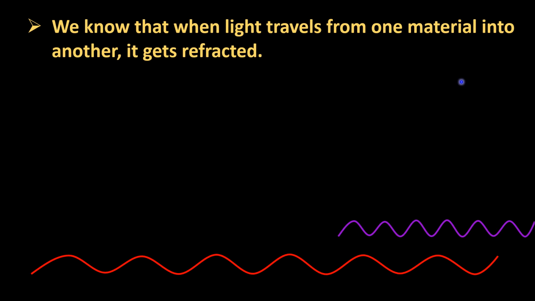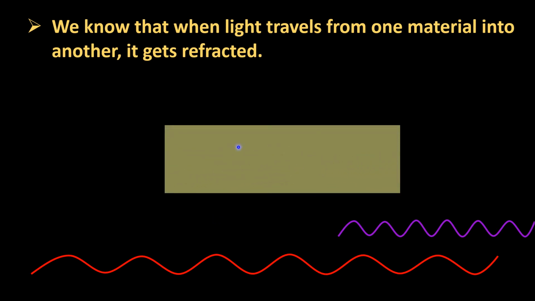So different colors have different wavelengths. So what happens when these colors fall on a glass slab? Do they refract in the same way or in a different way? Let us see.